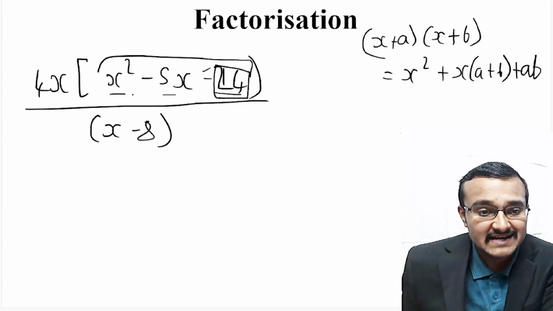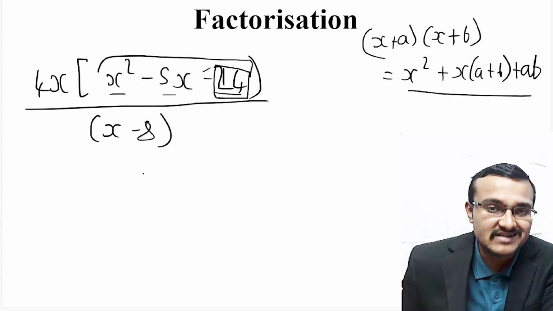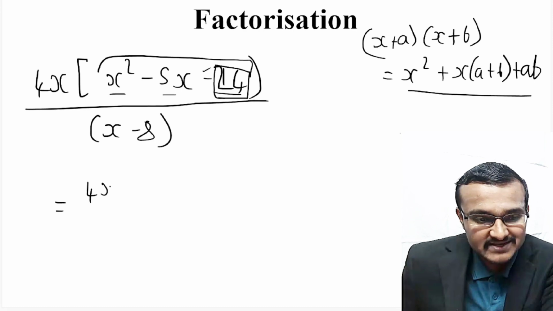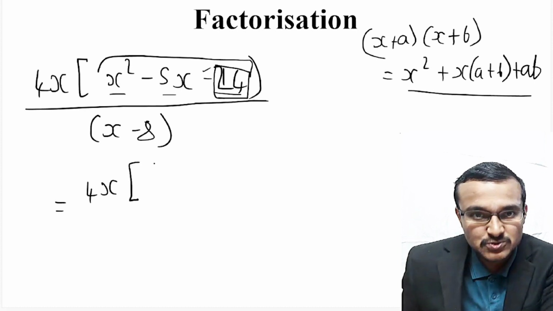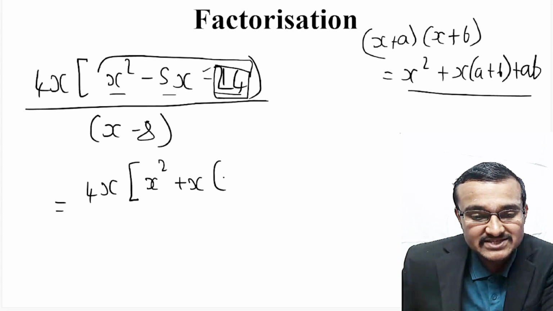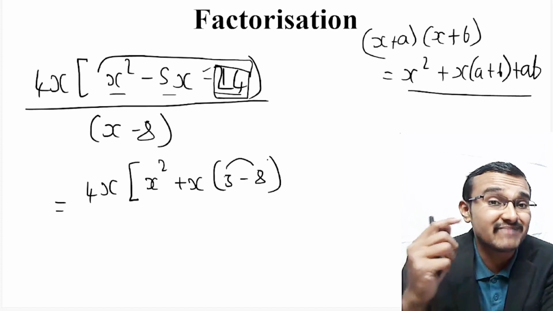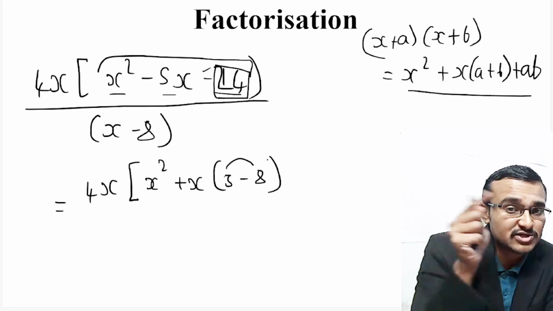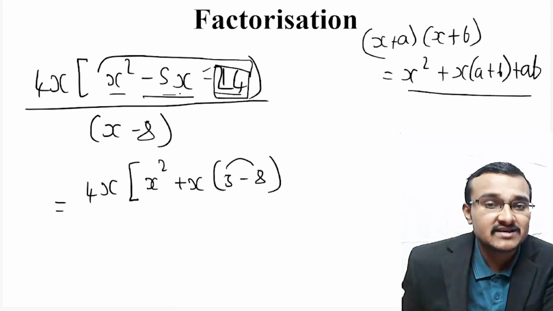Now let us actually write this particular algebraic expression in this form. We'll try to write like that. So 4x, inside the bracket you have x square minus 5x minus 24. So x square plus x, inside the bracket you can write this as 3 minus 8, because when you do 3 minus 8 it will become minus 5. So minus 5 into plus x will be minus 5x. So the same minus 5x is what you will be getting.